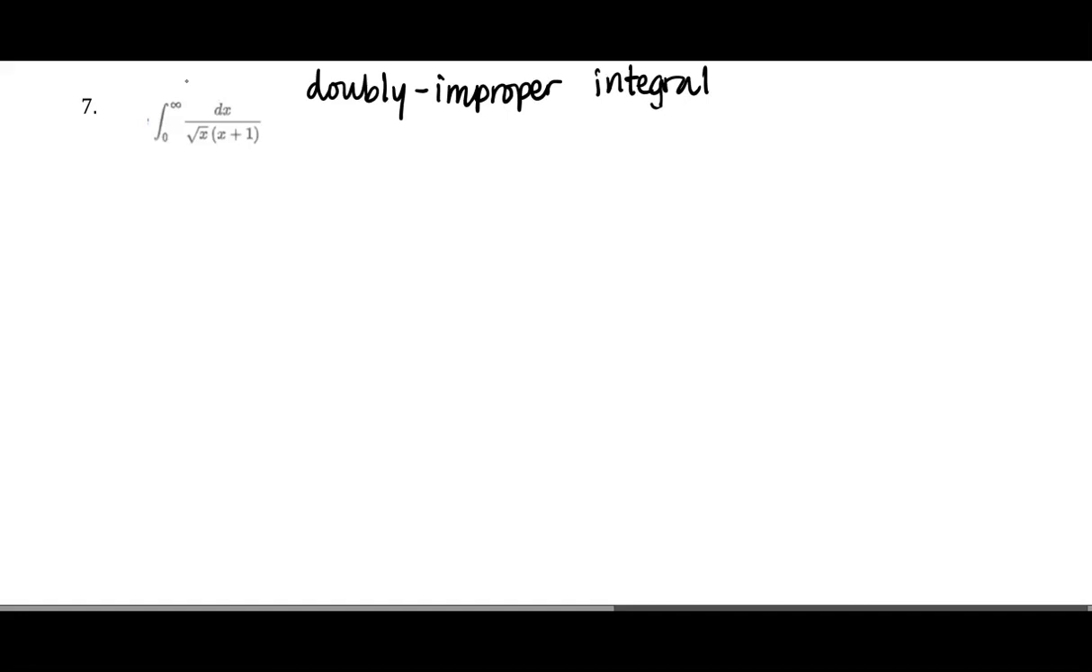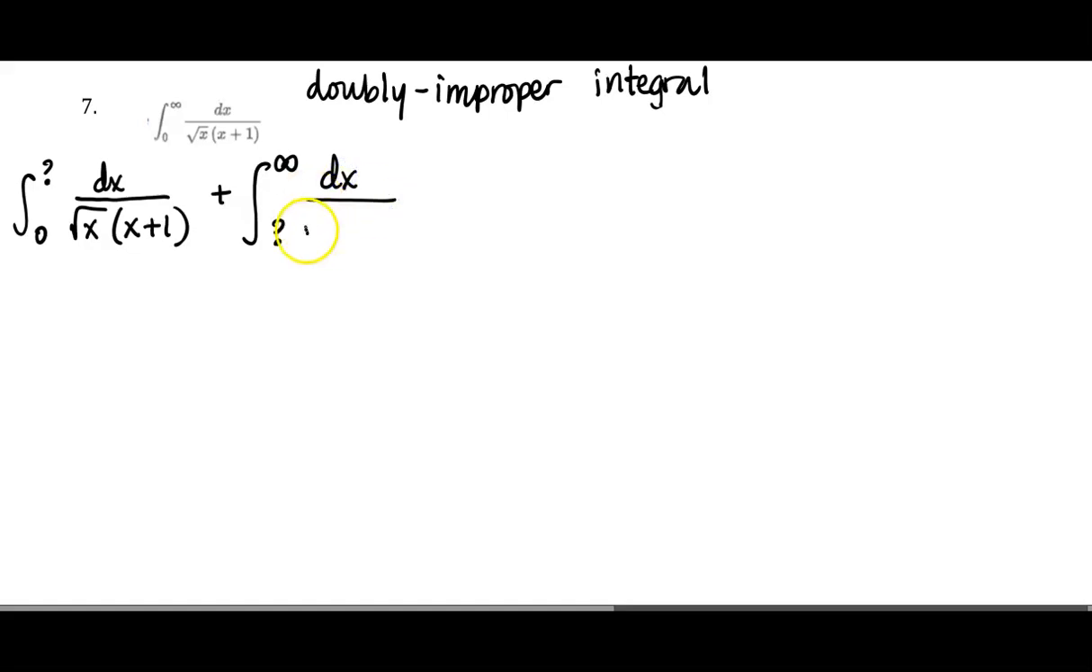So what I'm going to do to deal with those issues is I'm first going to pick a number to split this integral up at. So I want to find some number, I'm not putting anything there yet. I'm going to integrate from 0 to some number, dx over root x times x plus 1, plus, wherever I split it up at, I'll pick that again there, and then I'll go off to infinity, dx over the square root of x times x plus 1.